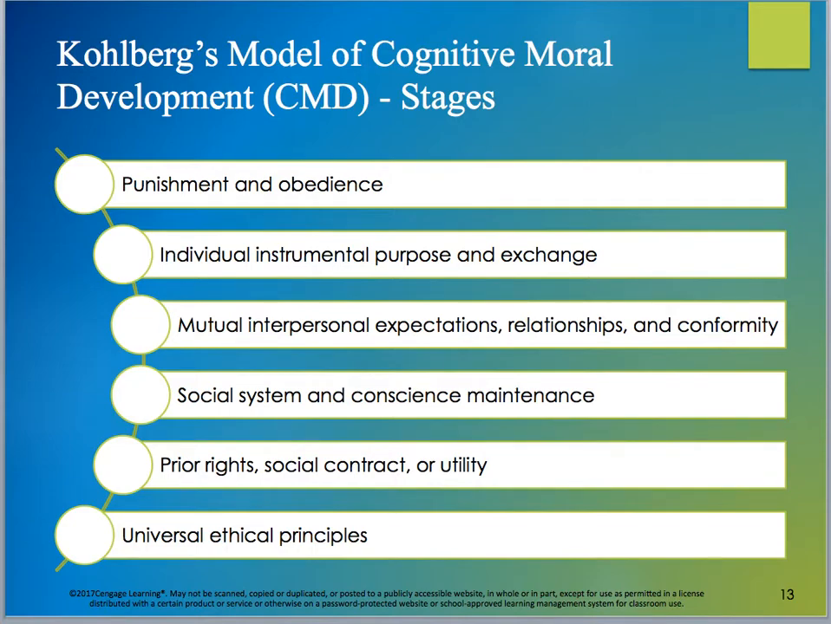Kohlberg's model of cognitive moral development, CMD, has several stages: punishment and obedience, individual, instrumental, purpose and exchange, mutual interpersonal expectations, relationships and conformity, social system and conscious maintenance, prior rights, social contract or utility, and universal ethical principles.